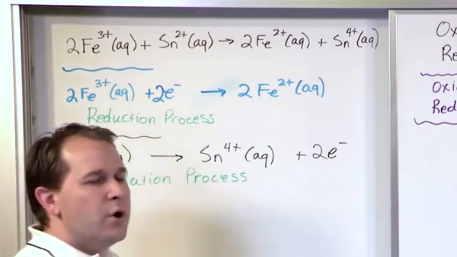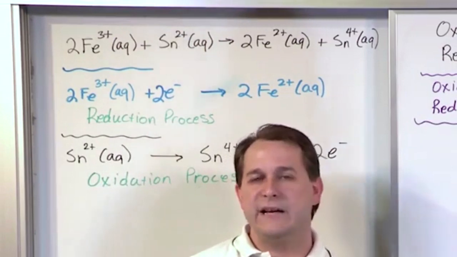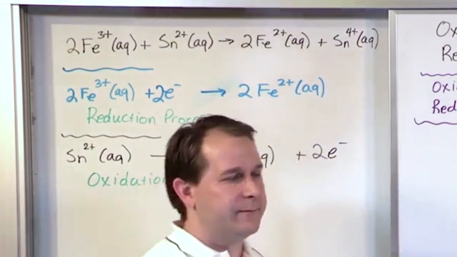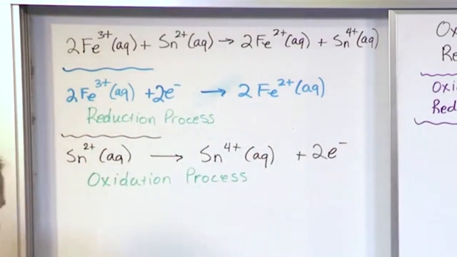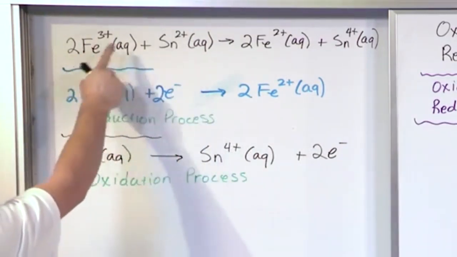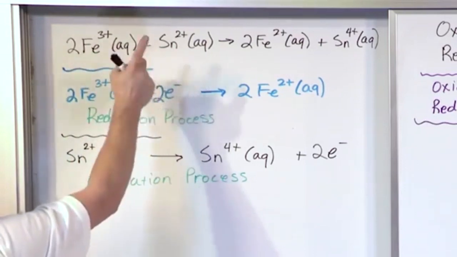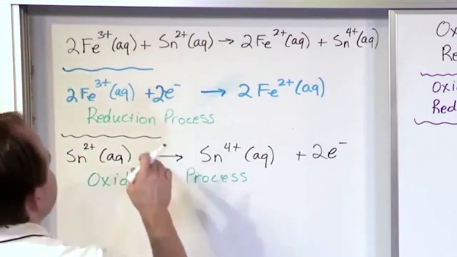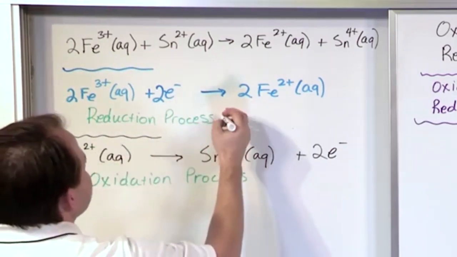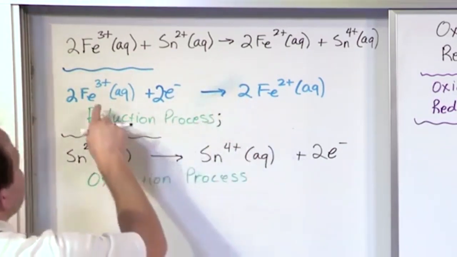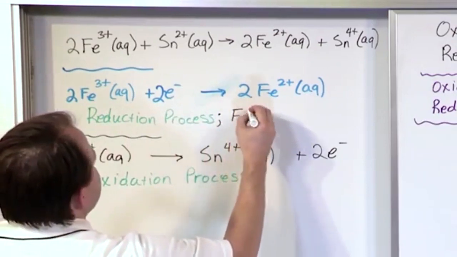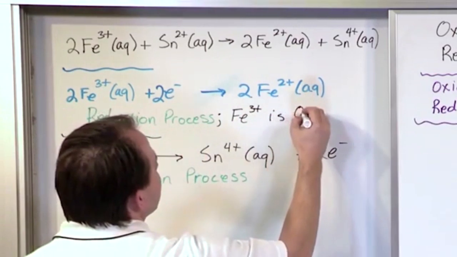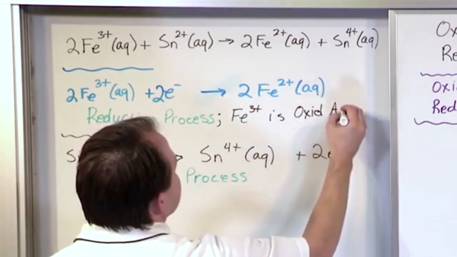Now what if I ask you, what on the board here is the oxidizing agent, and what on the board here is the reducing agent? What we're trying to do is pick from what's on the left-hand side of the yield which one of these is the oxidizing agent and which one is the reducing agent. And it's very easy here because now that I know this is a reduction process, I'm going to put a semicolon, and I'm going to say Fe3+ is, since it says reduction process, I'm going to call this the oxidizing agent.